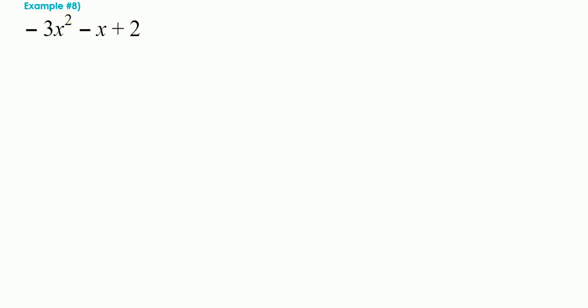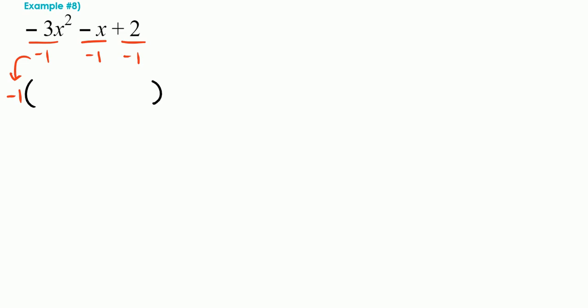Now our leading coefficient, again, is a number other than 1, but this time it is also a negative number. It's a negative 3. So to start off problems like this, where that leading coefficient is a negative number, you're actually going to factor out a negative 1. So that means you're really dividing each term by negative 1, and you're going to write that in front of a set of parentheses.